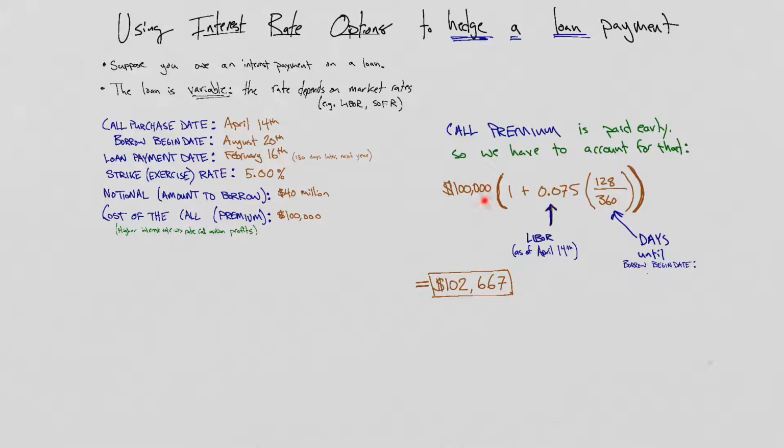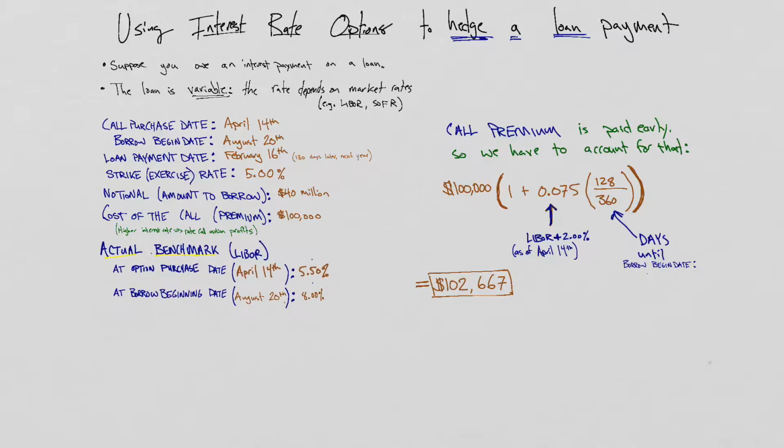And so the call premium is $100,000, but we pay that early. And so what we can do to account for the time value of money is to bring that forward by LIBOR's rate. Well, that is LIBOR plus whatever credit spread we're going to have on this underlying loan. You could say it's our cost of capital. So let's put that here. Our actual benchmark, LIBOR, when we purchased this loan, is 5.5%.